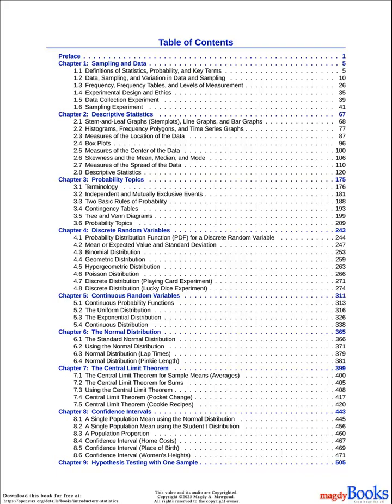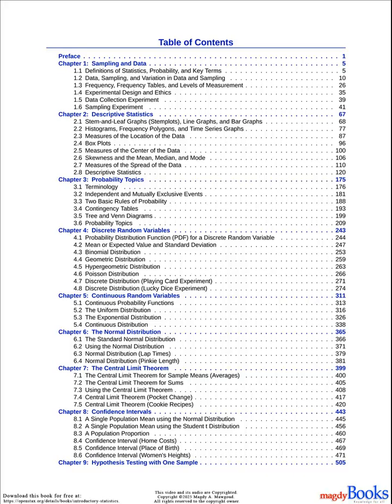2.1. Stem and leaf graphs, stem plots, line graphs, and bar graph. 2.2. Histograms, frequency polygons, and time series graphs. 2.3. Measures of the location of the data. 2.4. Box plots. 2.5. Measures of the center of the data.